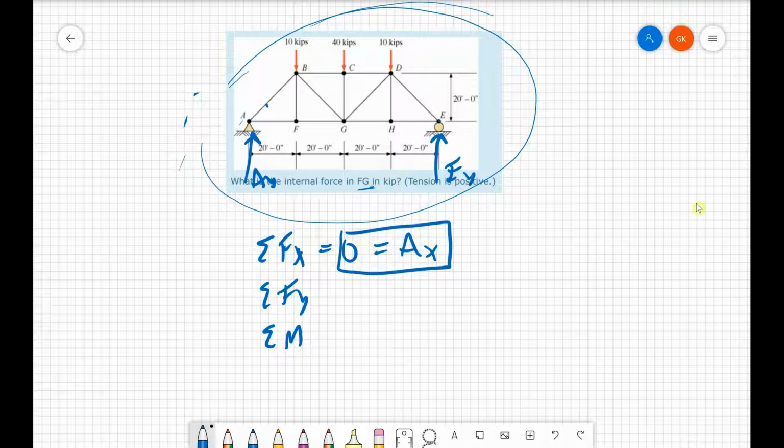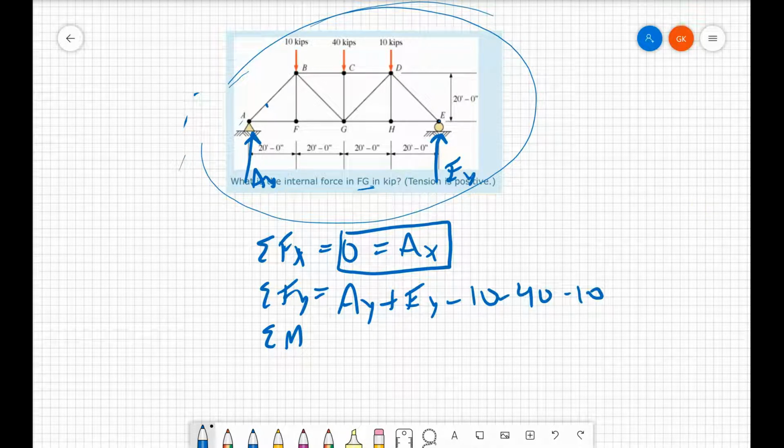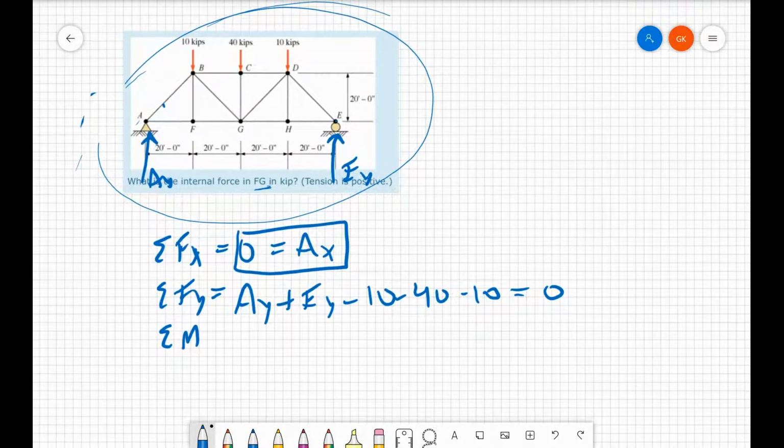Now let's do the sum of the forces in the Y. I've got two forces going up, that's AY and EY. And I have three forces coming down, so minus 10, minus 40, minus 10. And that will all be equal to 0. Always 0. But with that, you can see that I can't actually solve that equation. I've got two unknowns, one equation. What it gives me, though, is AY plus EY is equal to 60 kips.